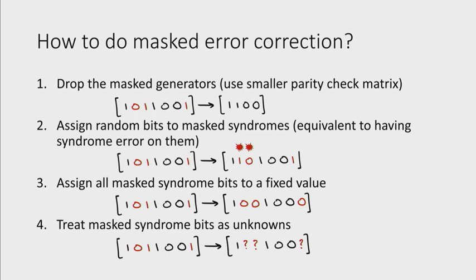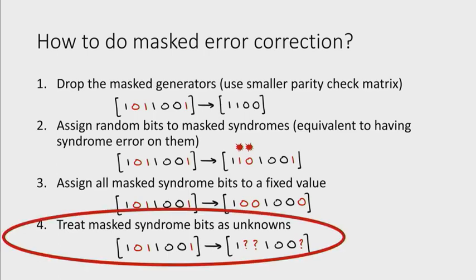Another option is that we could perhaps assign random bits to the masked syndromes, and this is just equivalent to having syndrome error on them. We could assign them to some fixed value, like 0, or finally we could treat them as unknowns, which is slightly different than the rest of the options. So it seems like this fourth one is the most logical option to take, and the reason for this is you get the most information out of this fourth one.